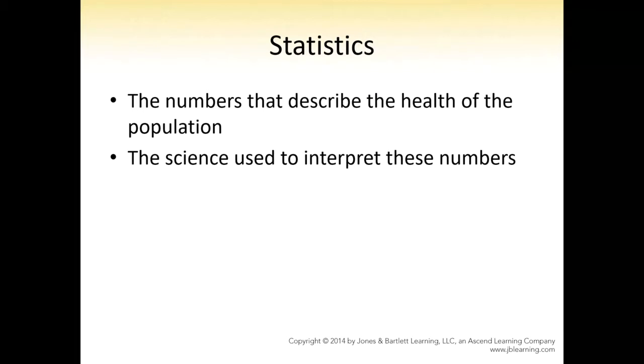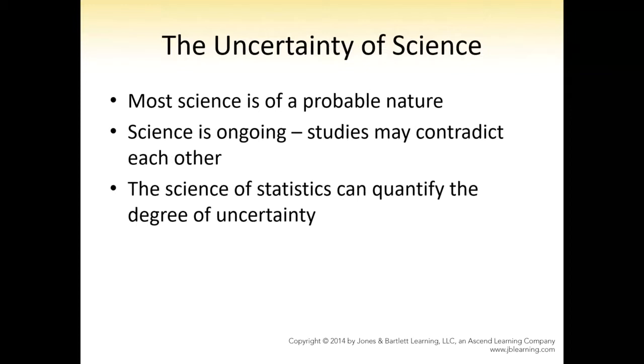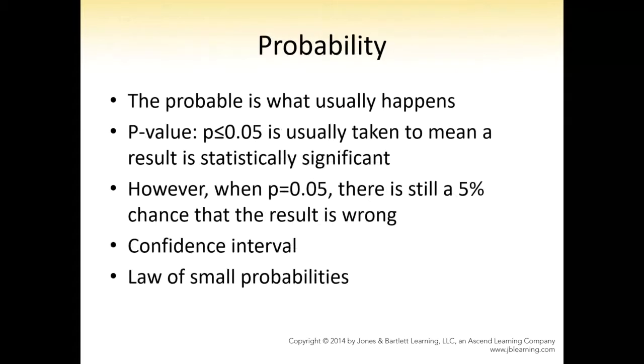When we think about all of this, we must think about statistics. So it's the numbers that describe the health of a population, and statistics is how these numbers are interpreted. Most science is of probable nature. It's ongoing. Studies may contradict each other, but the science of statistics can help quantify this degree of uncertainty or help put it into perspective.